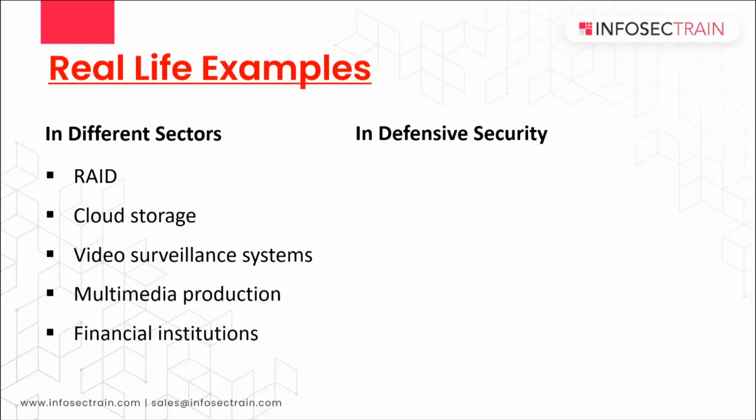Then what are the different examples of disk redundancy in defensive security? As we know, the first and most useful one is network attached storage, NAS. NAS devices often use disk redundancy techniques such as RAID to ensure that stored data is always available and protected against disk failure, right?